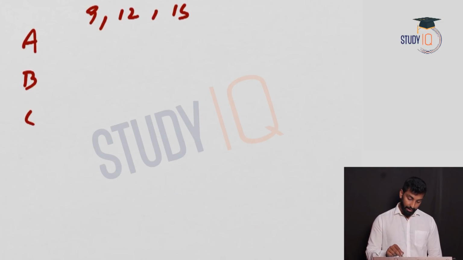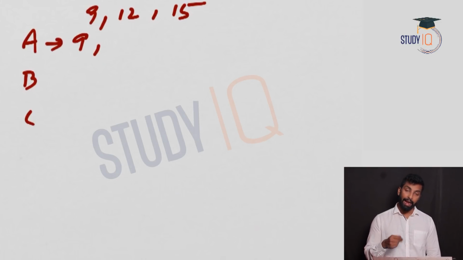Okay, in this question, what is given? There are 3 bells, right? So let's take it as 3 items or something like that. 3 bells each toll at intervals of 9, 12, and 15. That means the first one will toll in the interval of 9. That means every ninth minute, the first bell will ring or toll, right?